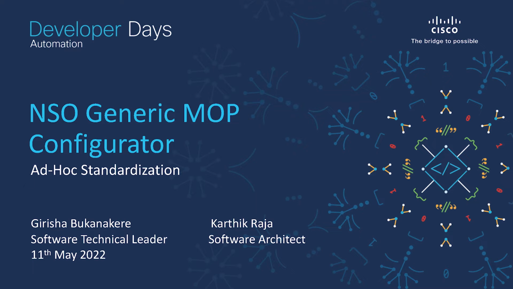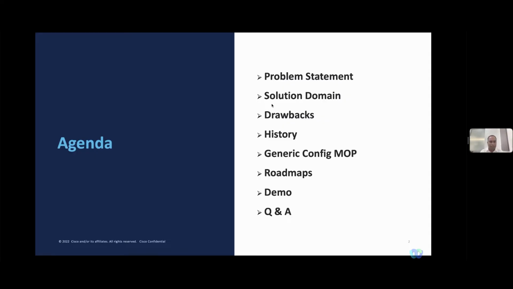With this, we start with the agenda. We are going through what the problem we are trying to solve is, what the existing solution domain is, and what the limitations are. Then what the history of config MOP is, what exactly the generic config MOP does, and what the future roadmaps are. Finally, we have a demo, and you have question and answers later.